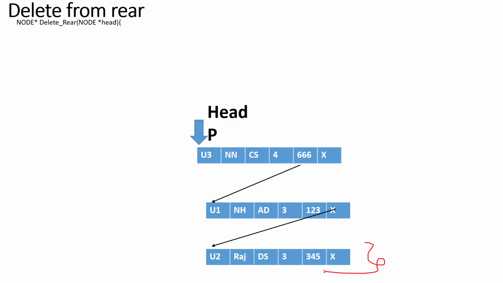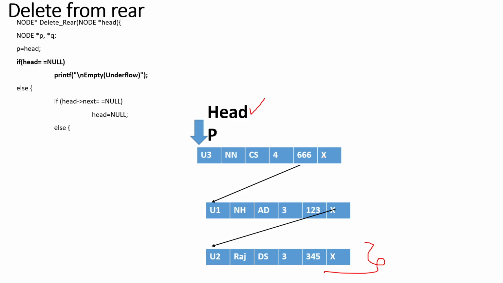Delete rear: node star head. P equal to head. If head is null, nothing is there to remove. That is underflow. Otherwise, what to do? Right now head is here. Head of next, is it null? If equal to null only, head becomes null. If only one node is there and head of next is null, just remove it. Head becomes null.